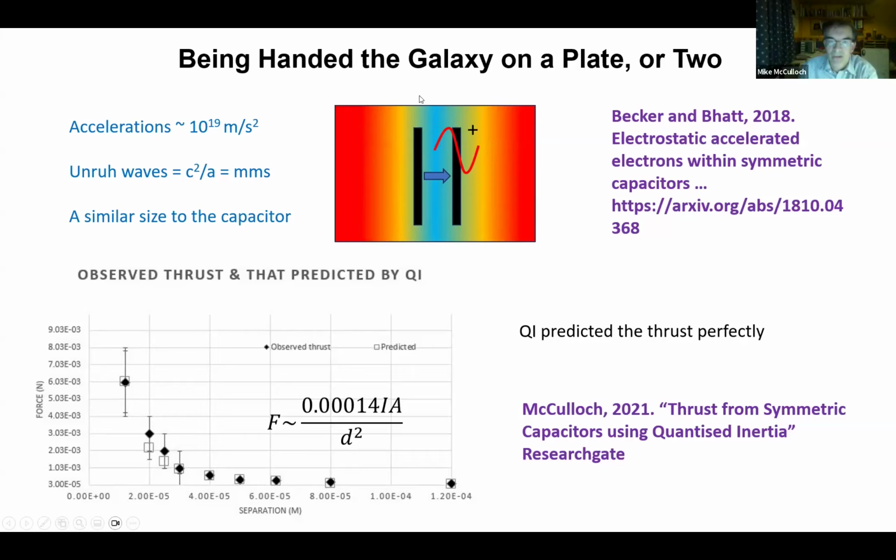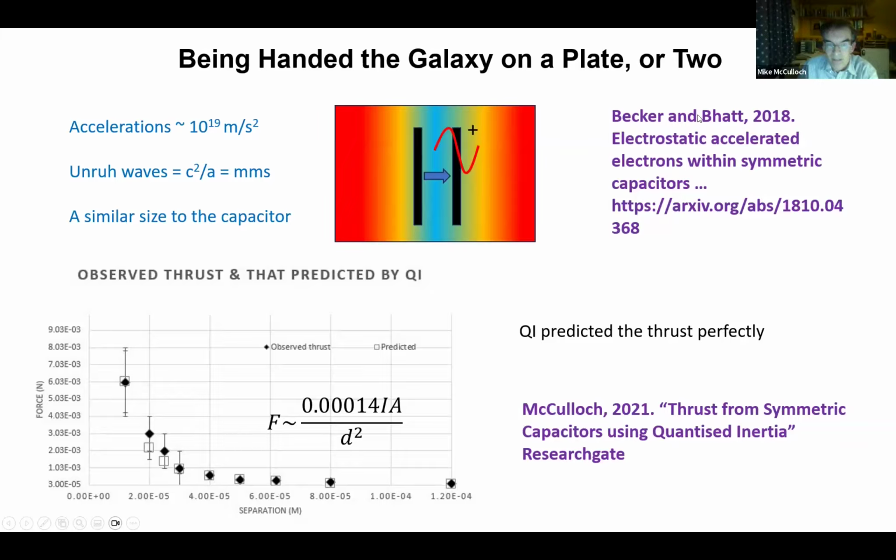The acceleration is very large, so the Unruh waves are quite intense, but then they're damped. So this means that the electrons are losing their inertial mass as they cross, and in order to conserve momentum, the system itself has to move to compensate to the anode, and that's in fact what we tried.